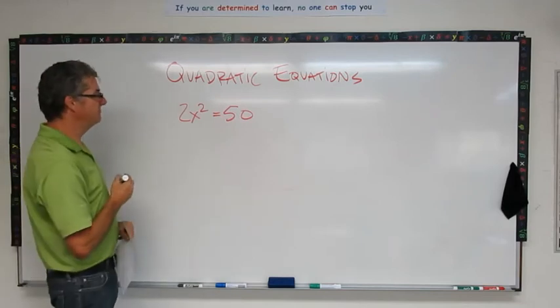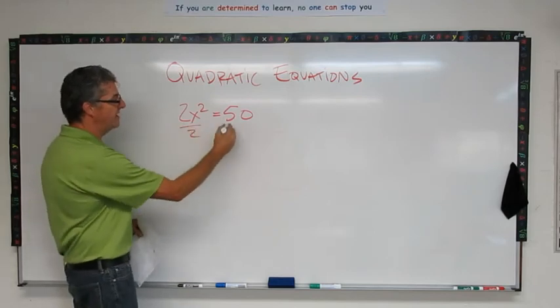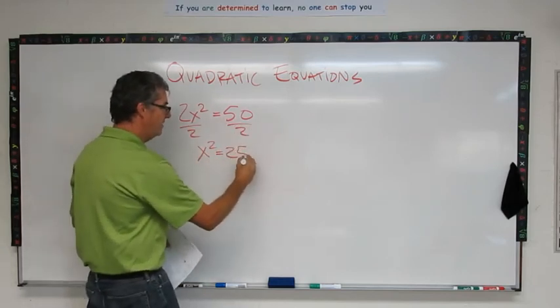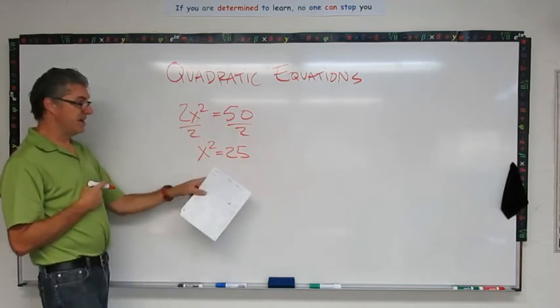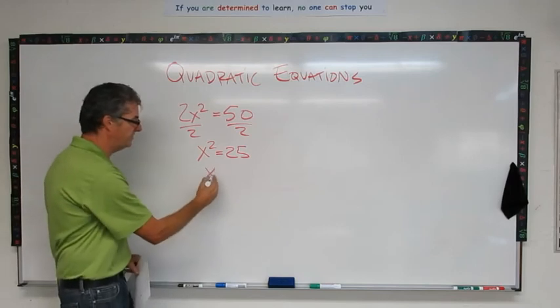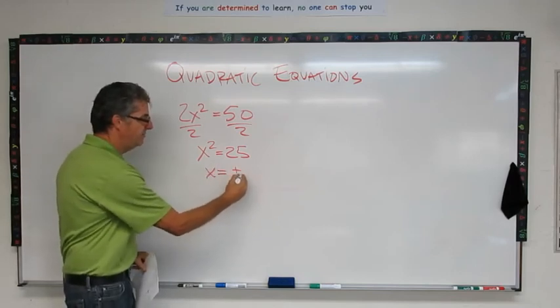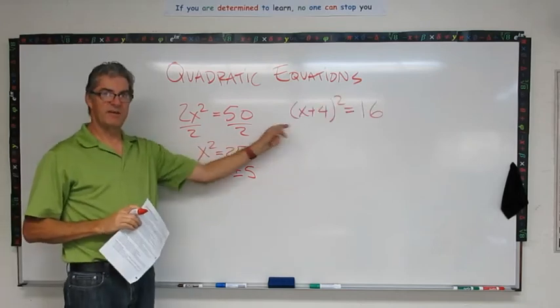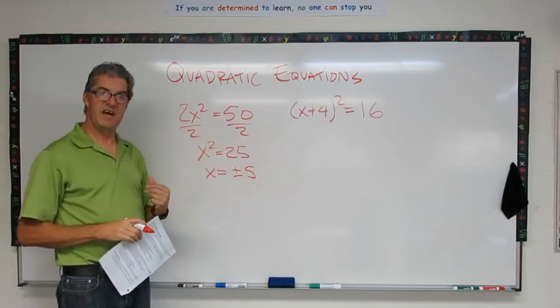All right, let's see how you did. First thing I'm going to do, divide out my 2. I'm going to get x squared equals 25. Now you're probably jumping up and down because this is a nice simple one. I have a perfect square there, so I can take the square root of both sides and get plus or minus 5. And I'm done. Give that one a try.